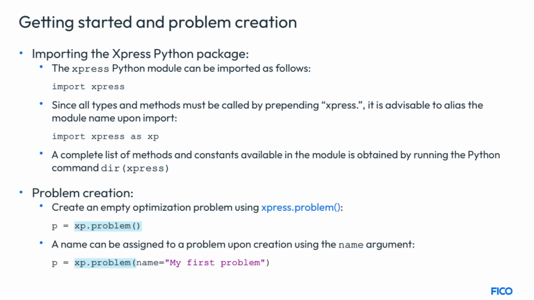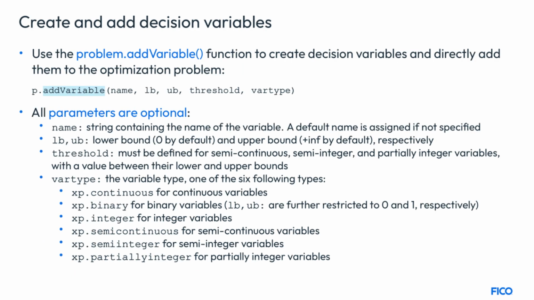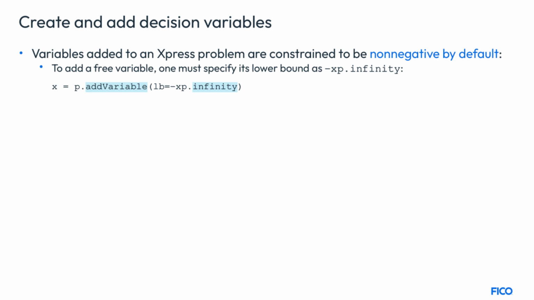Then, use the xp.problem class to create a new problem instance. Optionally assign a name to the problem by specifying the name argument. To create and directly add new variables to the problem, use the problem.addVariable function, which takes 5 optional arguments, whose description you can read on this slide. These include the variable name, lower and upper bounds, and a threshold which is needed for some of the variable types available with Xpress. Variables added to an Xpress problem are constrained to be non-negative by default. To create an unbounded variable, its lower bound must be specified as -xp.infinity.